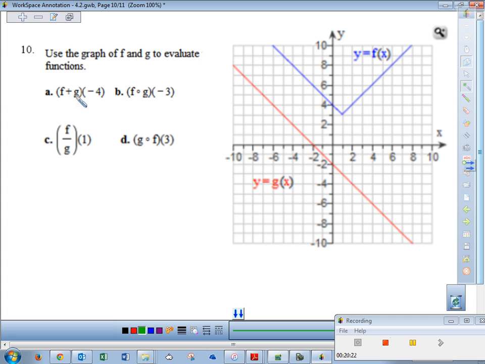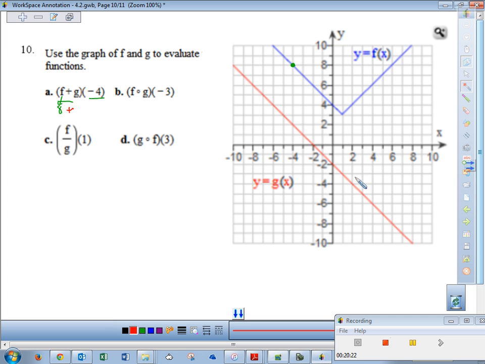So f plus g, they want me to add, of negative 4. Which one's f? Red one or blue one? Blue one. I need to find f of negative 4. What that means is use the blue function. Go to negative 4 on the x-axis, right here, and you put yourself a cool little dot there. Do you know what y turns out to be at that point right there? y is 8. So isn't that really 8 in that situation? Plus g of negative 4.